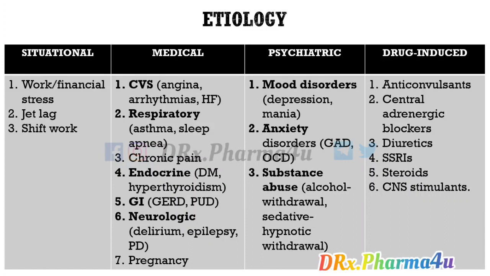For example, it can be a cancer-associated pain, terminal stage cancer. So all these conditions can make you insomniac. Endocrine conditions also, because diabetes, hyperthyroidism, that can also make you insomniac. GI problems, for example, GERD, peptic ulcer, but we have other conditions also, irritable bowel syndrome, inflammatory bowel disease. All these conditions can also make you insomniac.